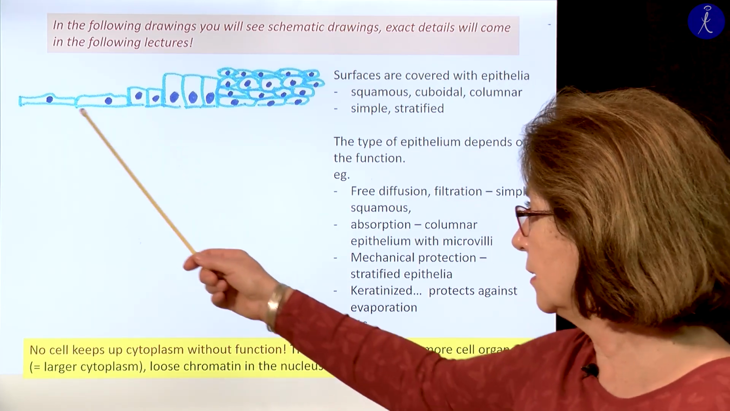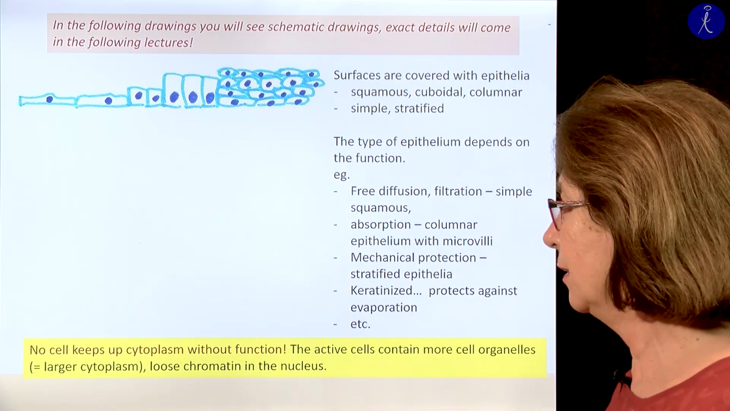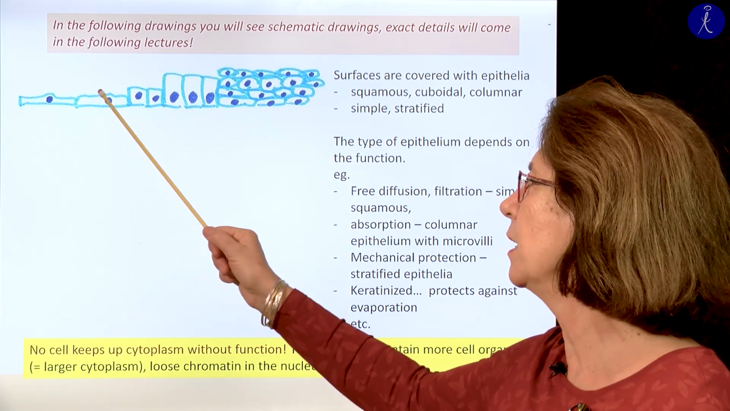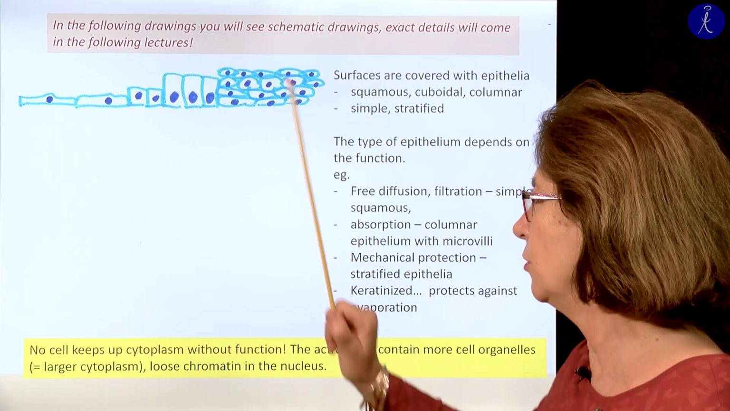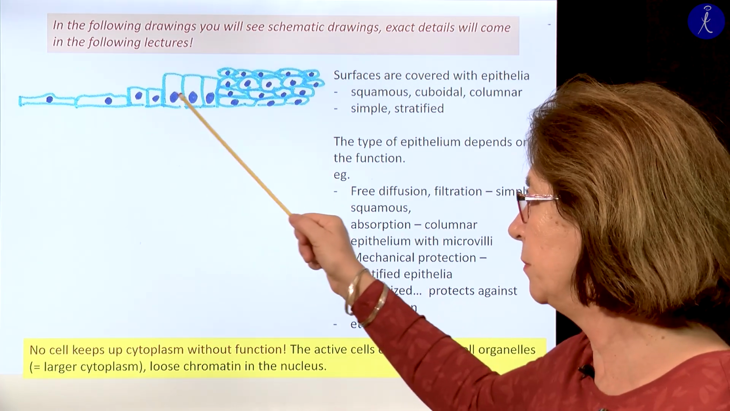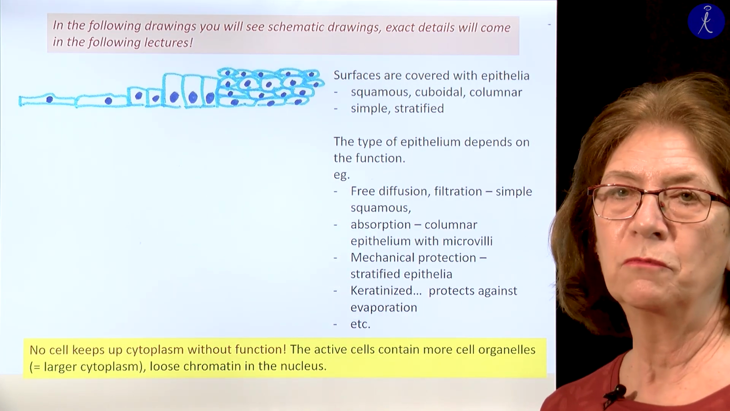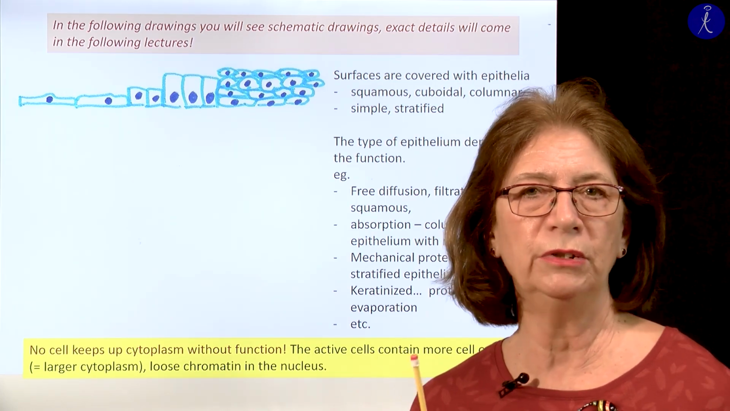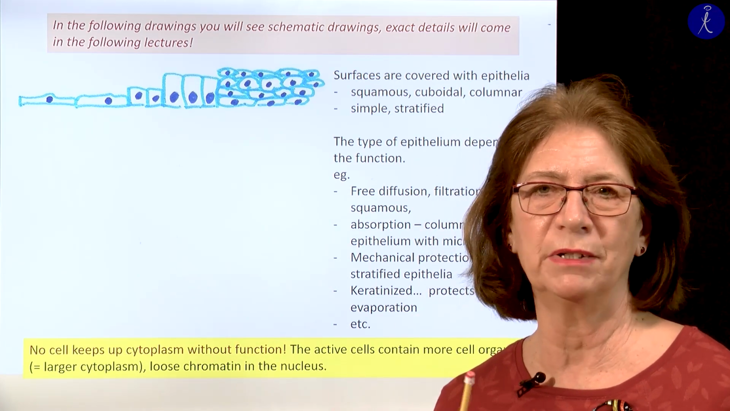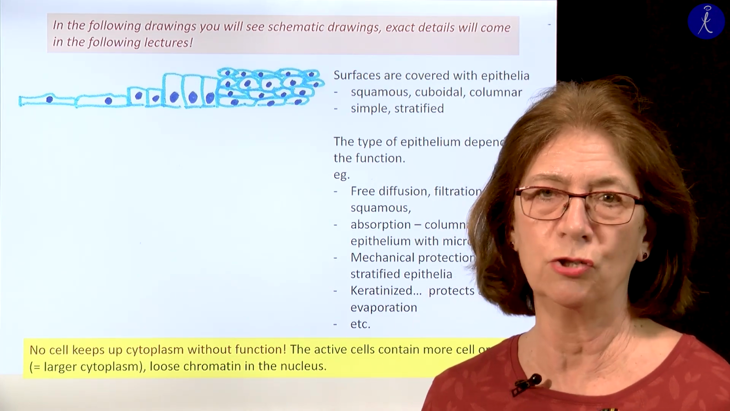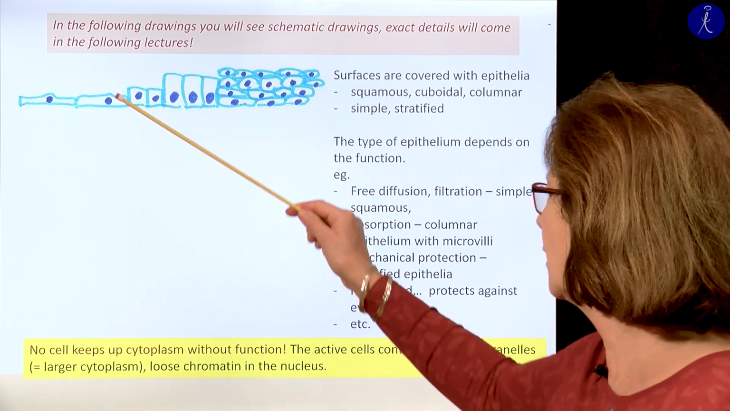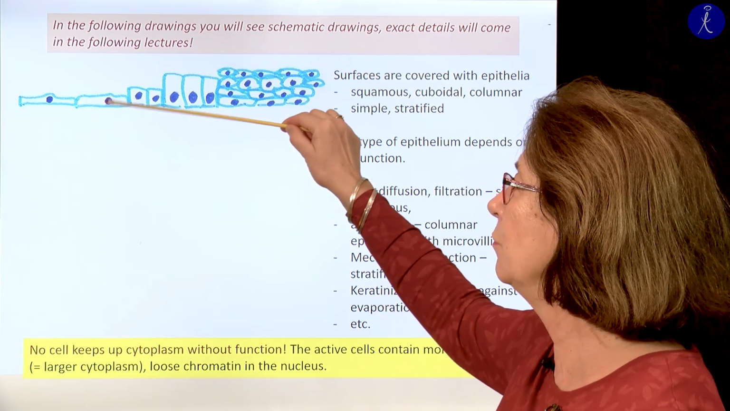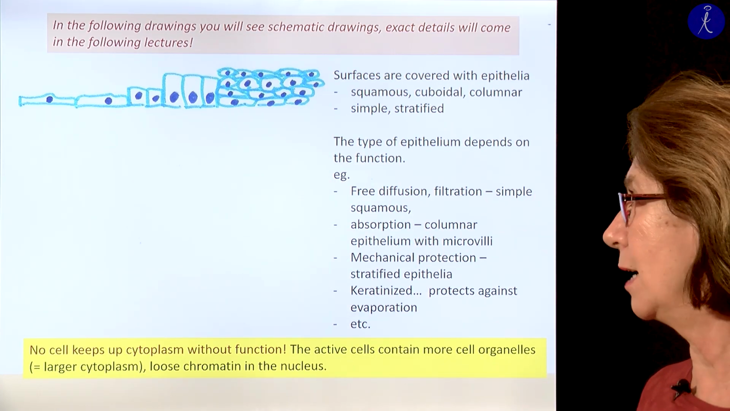So on the surfaces, you always have some kind of epithelium. The shape of these epithelial cells may be squamous, cuboidal, or cylindrical, or the epithelium may be simple or stratified. What decides what kind of epithelium you have? It's always the function. So nature always does what is best in that situation. So if diffusion is needed, then you will have simple squamous cells.